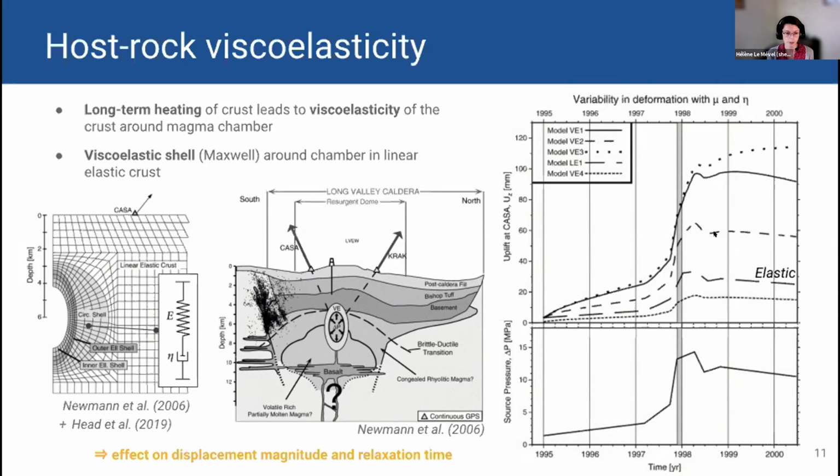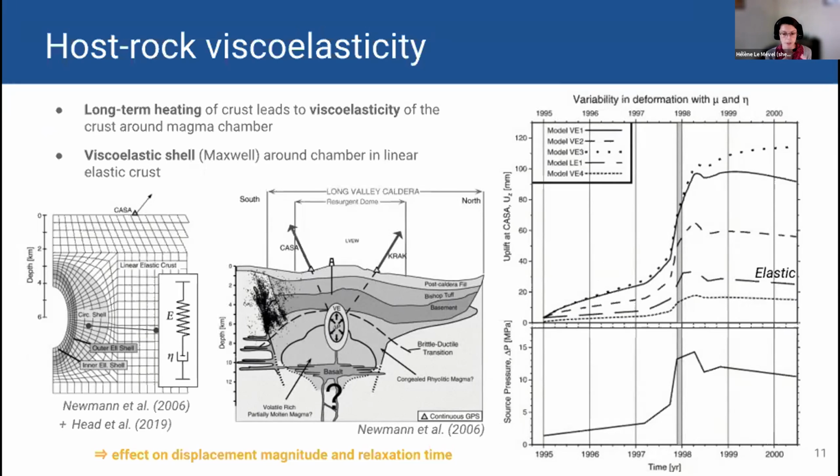So here is the example of a viscoelastic time series for different viscosity of the shell. The relaxation time that controls this temporal evolution of deformation depends on the chosen crustal viscosity around the source and the rigidity or the shear modulus.